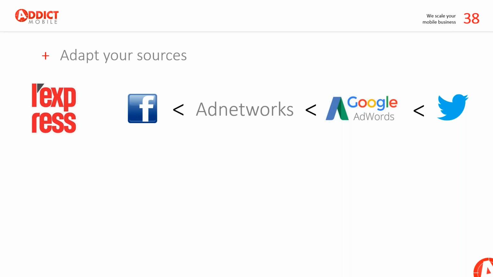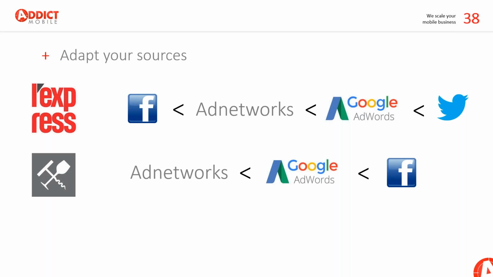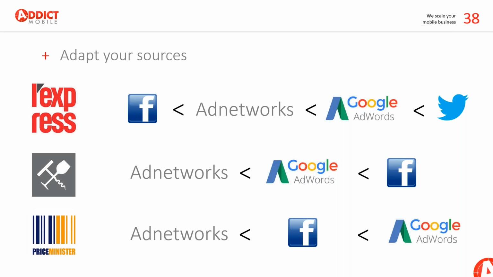Whereas for Wine on Demand, which is an e-commerce application for wines, we notice that Facebook is much better than Google, which is also much better than ad networks. And if we take Price Minister, which is an e-commerce application that belongs to Rakuten, the Japanese company, Google performs better than Facebook, which was not the case with Wine on Demand. So we notice a lot of differences depending on the sources, and it's good to A/B test everything to see what is good for your app.